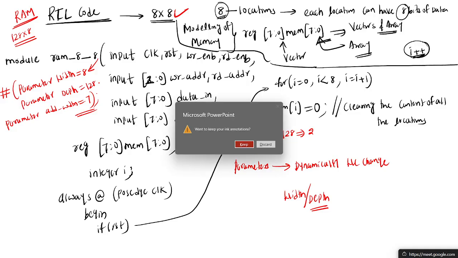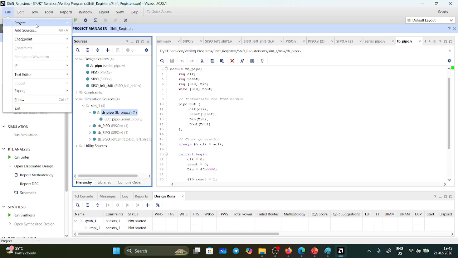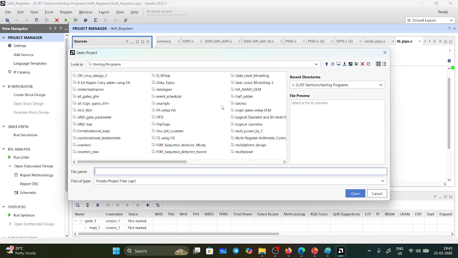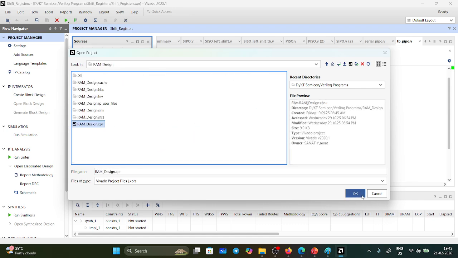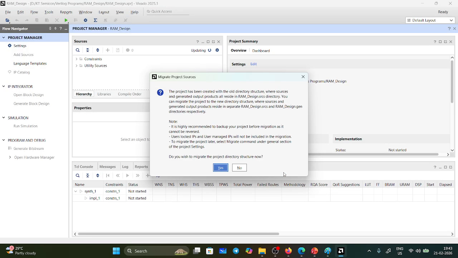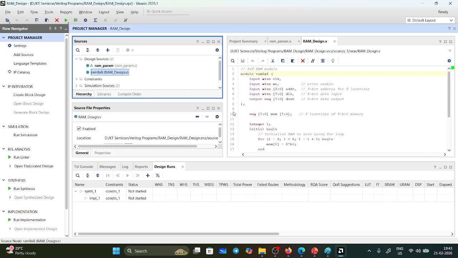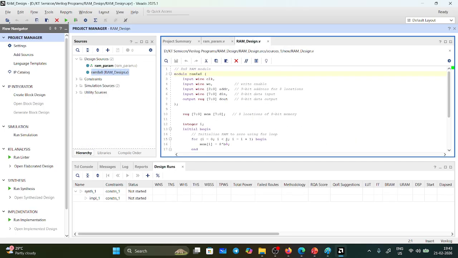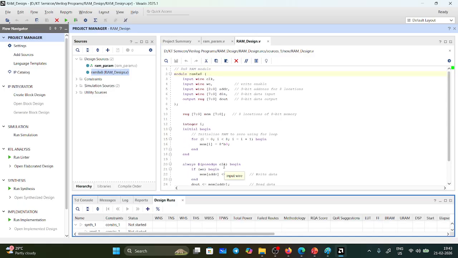Understood. Okay, so I'm opening the Vivado tool. Go to project, open the project. My project is RAM design. Open this project. This is the 8 cross 8 RAM. Whatever code I explained, the same thing I wrote.